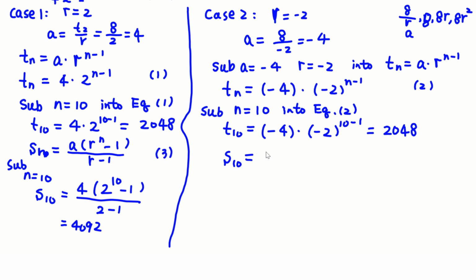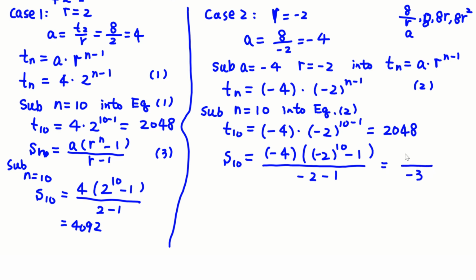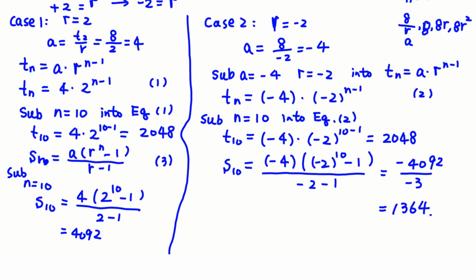And for S sub 10, we sub a, r and n into this formula, so we could call it equation 3. We are going to have -4 times -2 to the exponent 10 minus 1, then all over -2 minus 1. The denominator is -3, and the numerator is -4092. And do the division, you will have 1364.